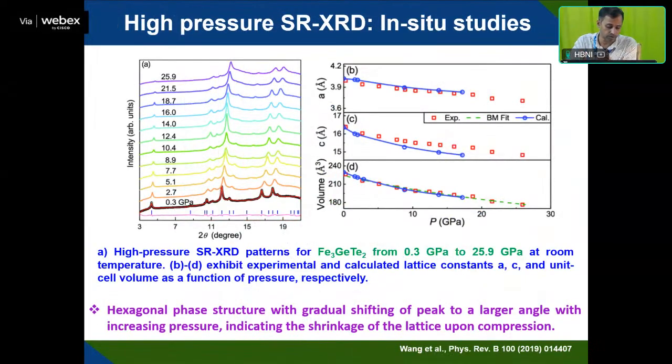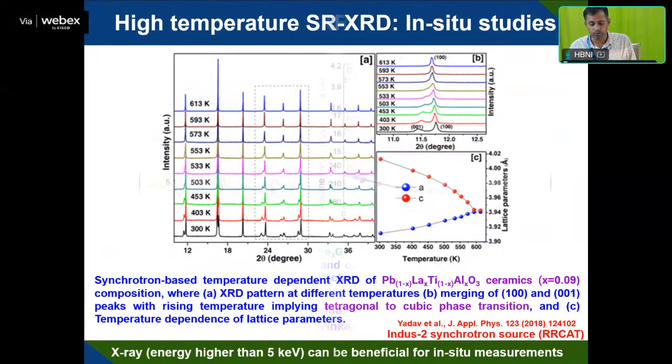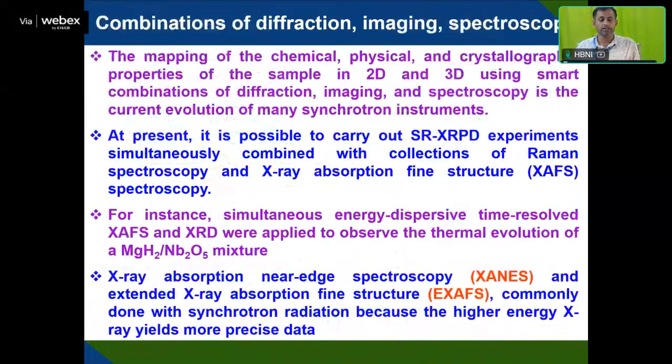Similarly, for high pressure, you can see here, depending upon the pressure, how the peak is shifting. In high pressure experiments, mainly a hexagonal structure gradually shifts its peak to a larger angle with increasing pressure. When the pressure is increasing, the peak position changes to a higher angle. So that information you can get using this type of synchrotron XRD.